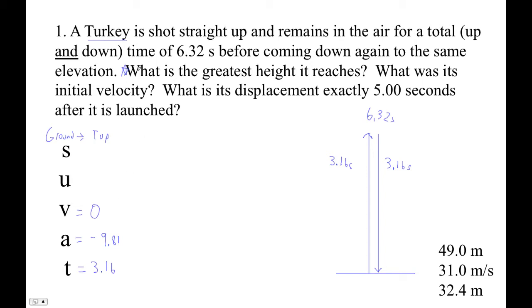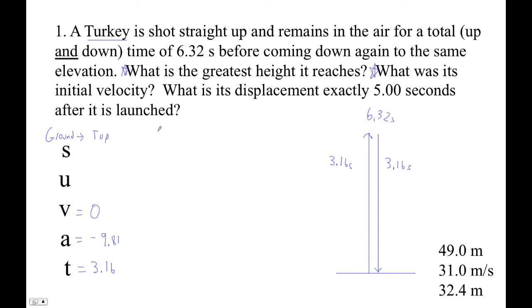Okay, so now to figure out the greatest height it reaches, I want to use something with no u. That's a problem, right? I don't have a no u, so to find s, I'm sort of in a tough shape. I guess I could go down, from the top down. Let's just go with this, though. Let's figure stuff out here. I think I'm going to figure out the initial velocity first.